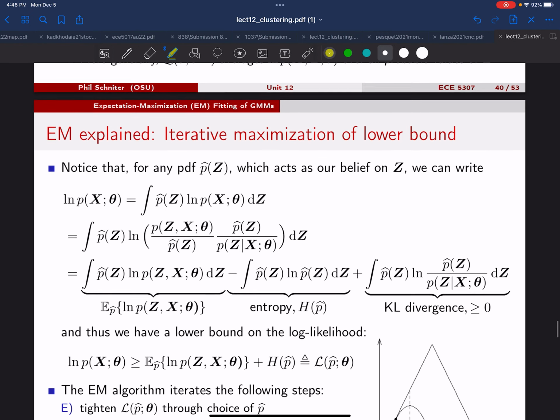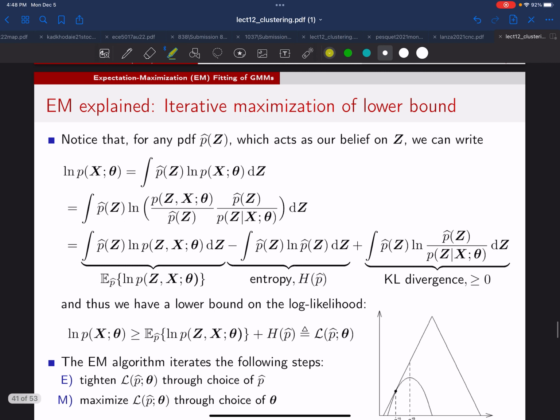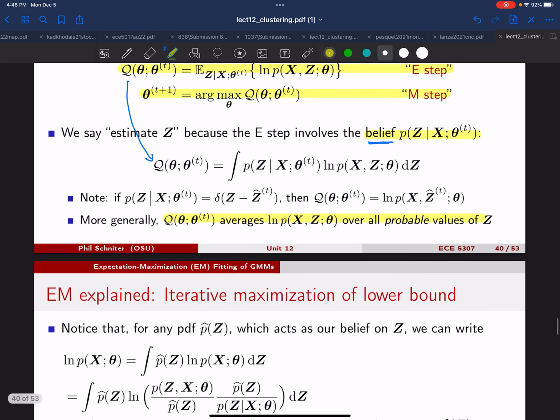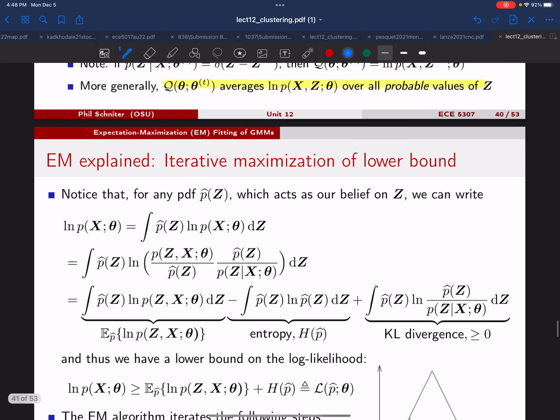Okay, and so let's go a little deeper to understand why, what we said earlier, that this is connected to maximum likelihood estimation. So far it's not really clear how it's connected to maximum likelihood estimation. Okay, so let's make that connection clear.